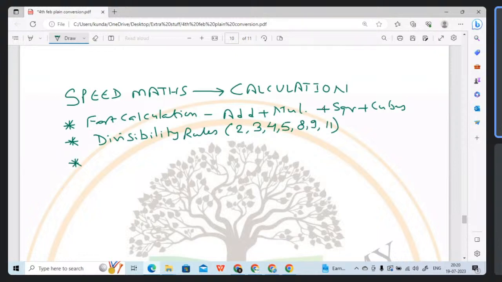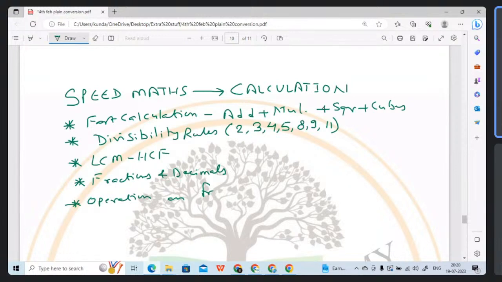Third, after divisibility rules, then the focus goes towards LCM and HCF. Okay, this you should know. After this, when this is done, then we have to move towards fractions and decimals. Okay, then operations on fractions and decimals.